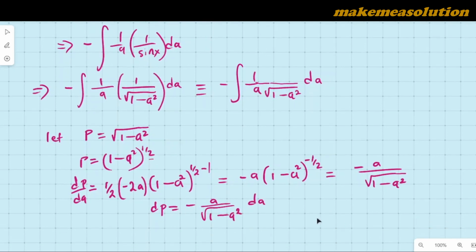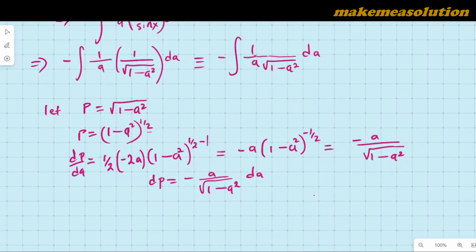The essence of introducing a new variable dp is to convert our integral into the p variable. So if we make da the subject of the formula, what we are going to get is minus root of 1 minus a squared over a dp.